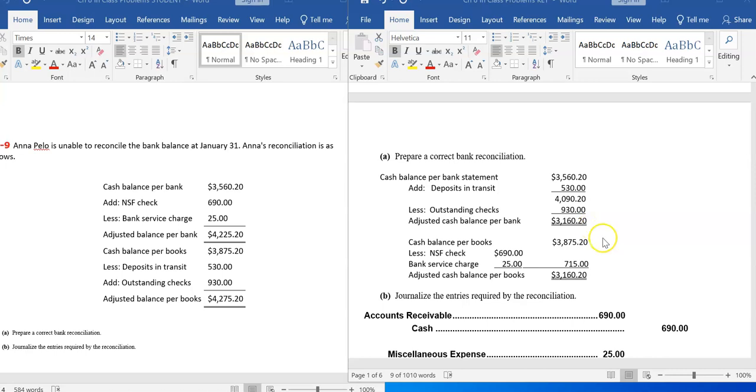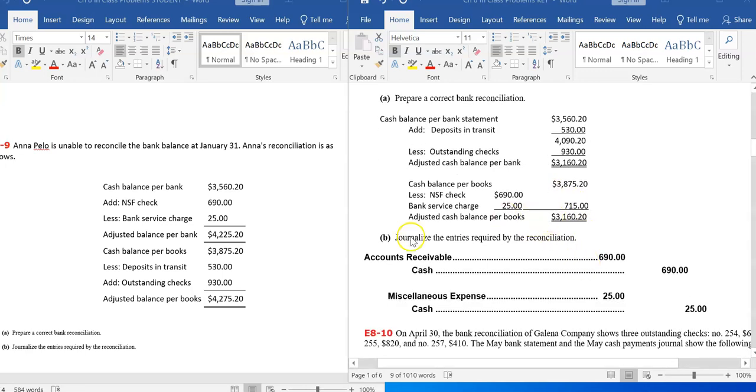Now the reconciliation is correct because those two numbers agree. Last step that Anna would need to do to complete her reconciliation is to prepare the journal entries as a result of the reconciliation. Only items that still need to be recorded into the general ledger are the adjusting items on the book side. Nothing on the bank side of the reconciliation needs to be recorded into the general ledger because these are already recorded in the general ledger. These two are not because we hadn't been aware of them until the bank statement was received.